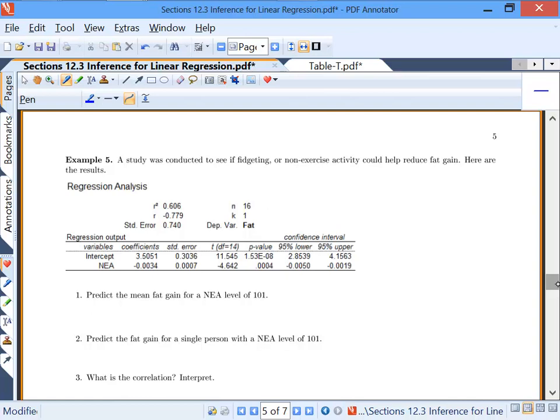So our same study, we want to see if non-exercise activity could help reduce fat gain. So here are the results. And we're also going to use this as a review for everything we've already done. Okay. So predict the mean fat gain for an NEA level of 101. Okay, so again, this is just a review. What would you do at this point?